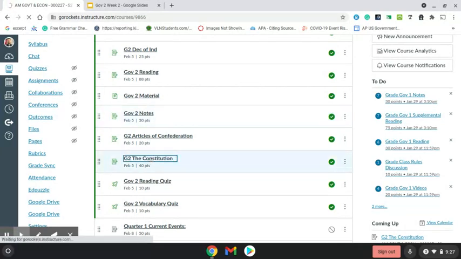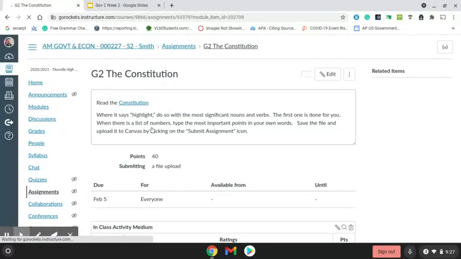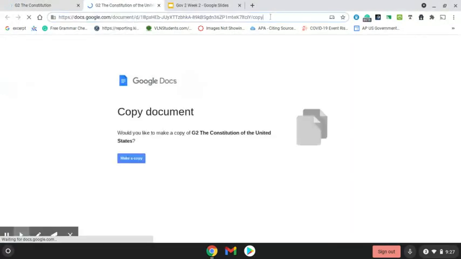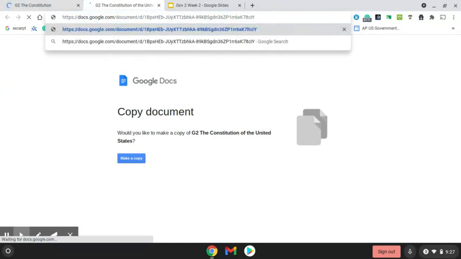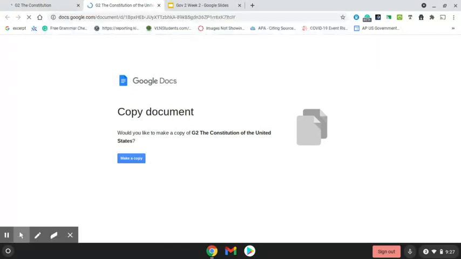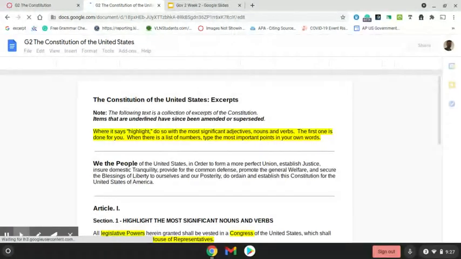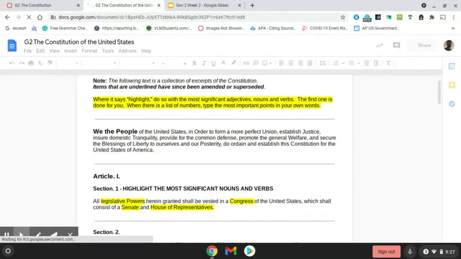When you click on that, you'll see that there is a document that you will make a copy of. So make sure that you click make a copy. And when you do, you see it's set up a little bit different than the other documents. There'll be two different types of instructions that will occur. Either you will be asked to highlight certain terms, nouns and verbs, adjectives that are important.